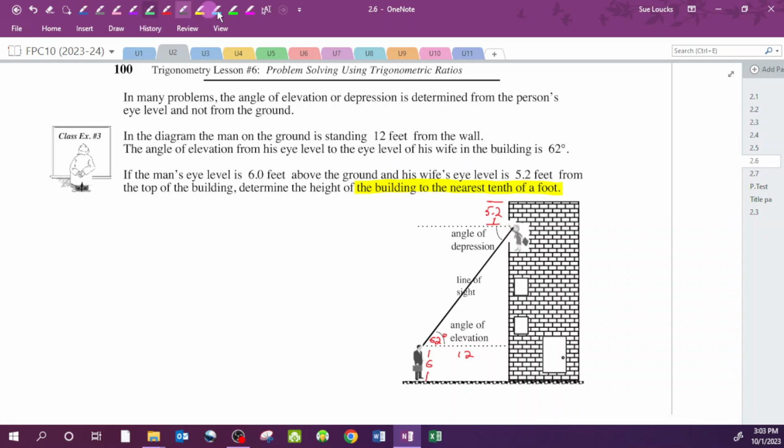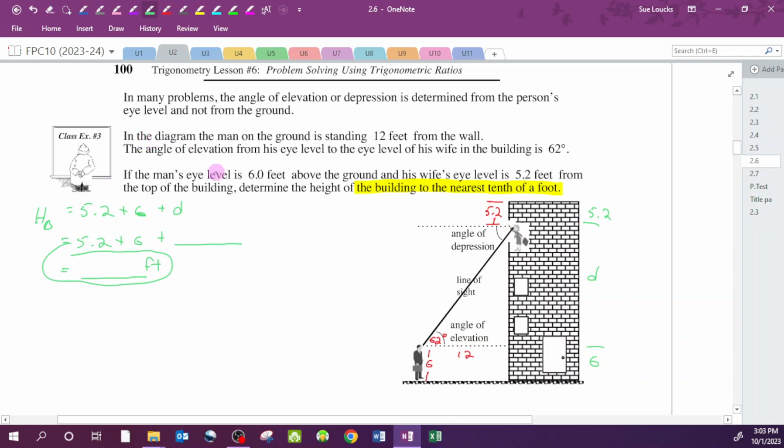Okay. So the height of the building is going to be, this height is 6, and this is what we're going to calculate here, and this is 5.2. So I'm going to set that up again: the height of the building is 5.2 plus 6 plus D. So that's 5.2 plus 6 plus something, and that equals something, and it's in feet. And there's where my answer is going to go, right?